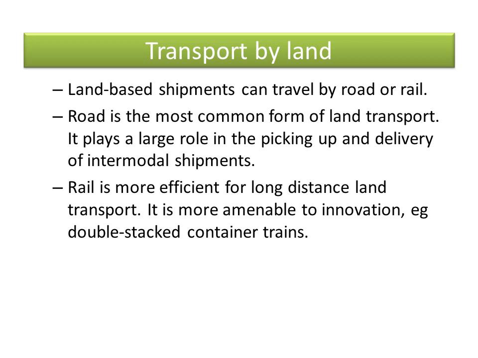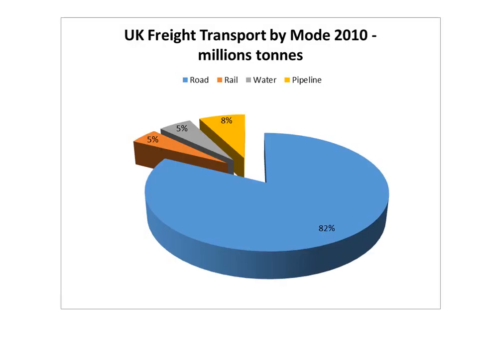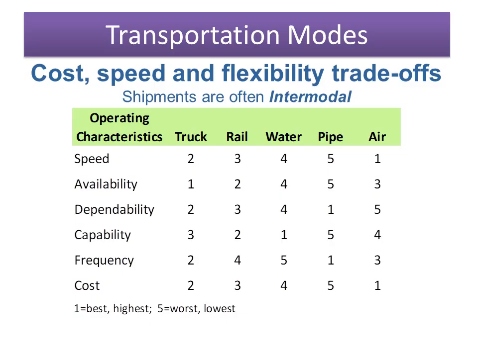There's some statistics. Next slide that shows in the UK in 2010 how reliant we were on road transport, with 82% of all freight or transport being moved by that method. And there's some general advantages and disadvantages of each method on the next slide here. Fairly basic.